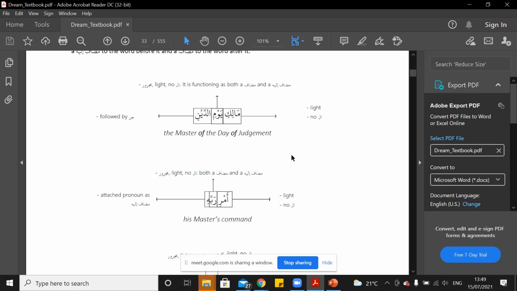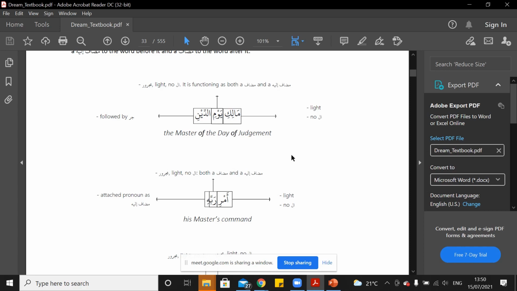How? The first part of an Idafah fragment is always mudaf. So mudaf has a condition. It should be light and have no al. So Maliki is light and it has no al, so it can be our mudaf. Yomi, if it is jar, we can call it a mudaf ilayh. So Maliki Yomi becomes an Idafah.